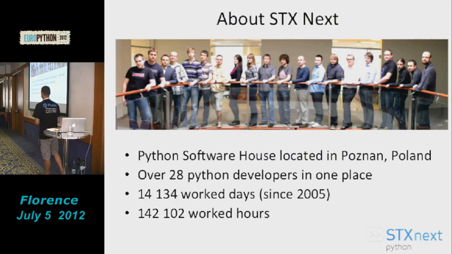STX Next. STX Next is a very special company because this is a Python software house. We are located in Poznań in Poland. Poland is the country where the European Championships took place, so in Poznań we also had some games, so you should know a little bit at least about it. What is very special about us, we have almost 30 Python developers in-house in our office. We have basically only Python developers plus a few web developers and one tester. We don't have any sales people, marketing people, hardly any project managers. I will tell you a little bit later why.